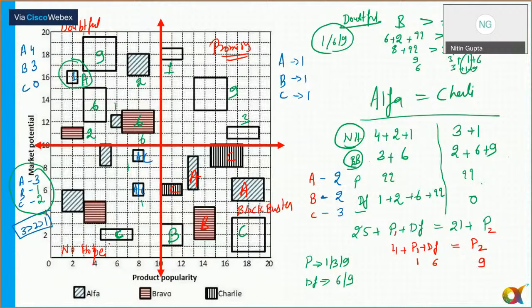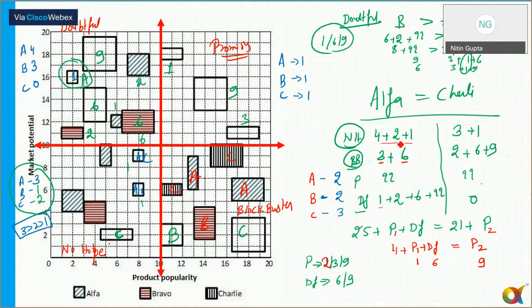For promising, yes, the values are 2, 9, 3. And for doubtful, 6 and 9, maybe some calculation mistake. It's 20 plus P plus DF. Let me see. 4 plus 2, it is 6 plus 1, 7. 7 plus 3 is equal to 10. 10 plus 6 is 16. Plus 1, 17. NH, no hope, that is the no hope category.